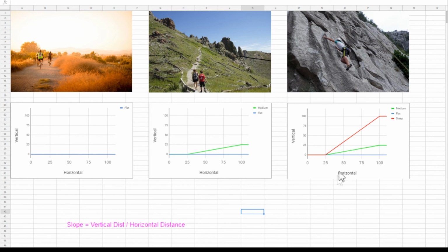It's just the vertical distance that you go divided by the horizontal distance. And that's, if you think about it, that's what we mean in real life. And when you're working in mathematics on charts, graphs and other things like that, you just take whatever the vertical distance is divided by the horizontal distance, and that gives you the number for slope.